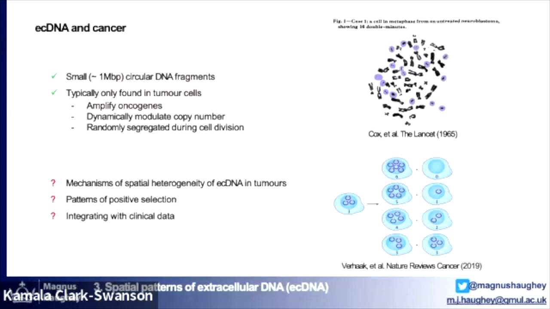Importantly, these lack centromeres and so are segregated randomly during cell division, well described by a kind of binomial partitioning process. But there's much that we still don't understand about observed spatial heterogeneity in ecDNA copy number in tumors. And what we want to do is to understand what mechanisms are driving this heterogeneity and whether we can discern patterns of positive selection, etc.